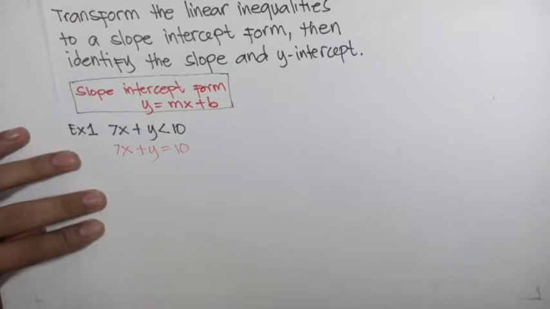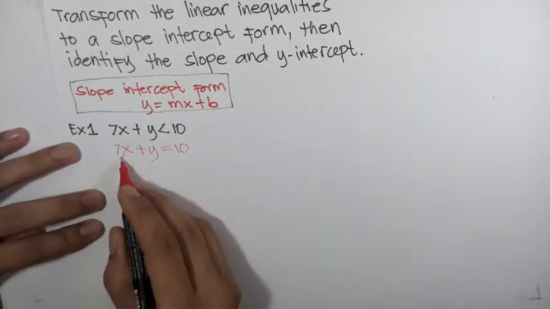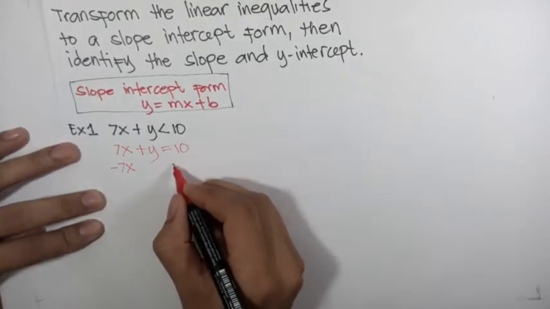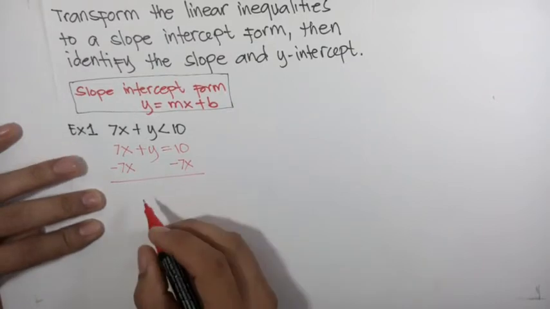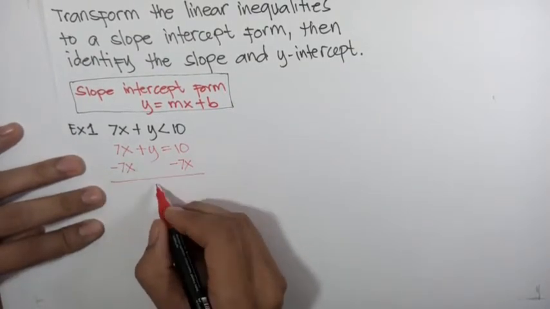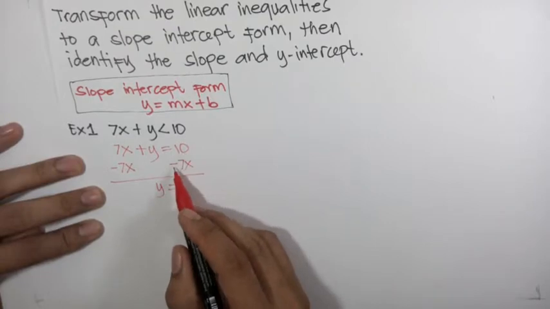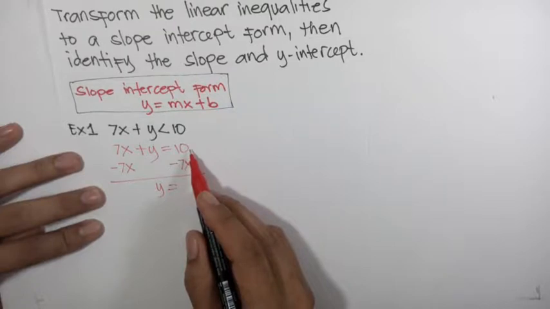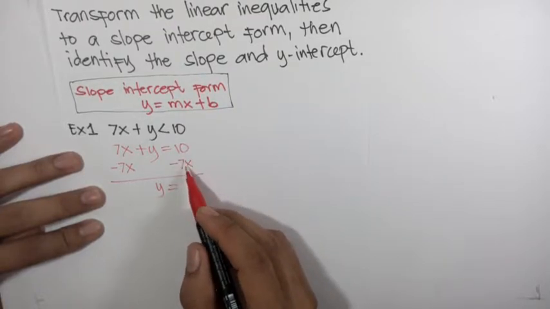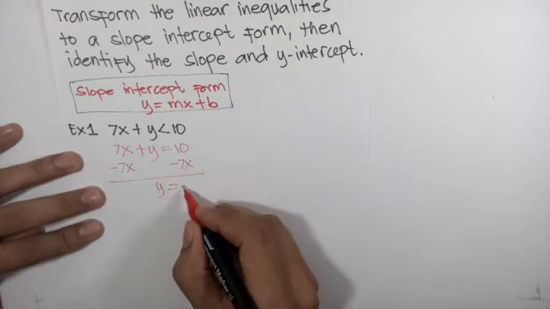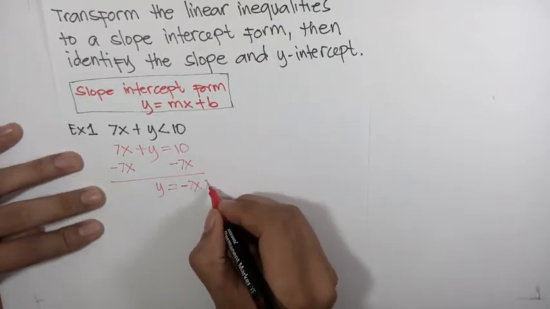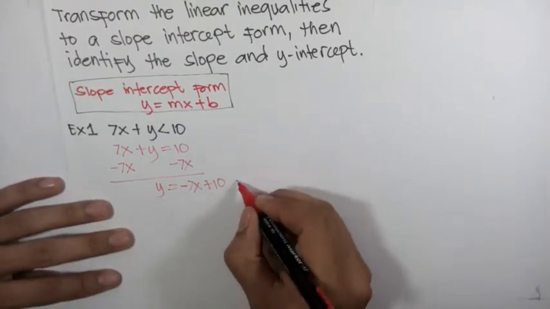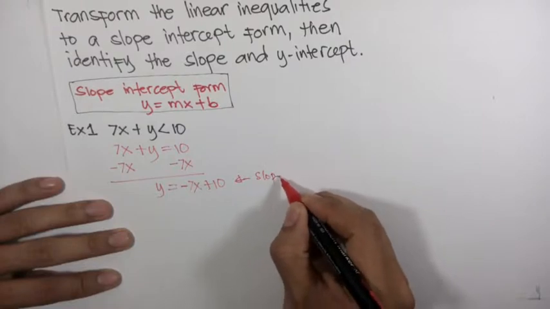And then our task is to transform this into the slope-intercept form, so we don't need 7x. So we are going to add negative 7x so that this will become 0. Do the same on the other side. Now, this will be 0, so you have only y equals 10 plus negative 7x. You cannot add these two since 10 has no variable x, so they are not like terms. So just write negative 7x plus 10. Okay, so our slope-intercept form is y equals negative 7x plus 10.